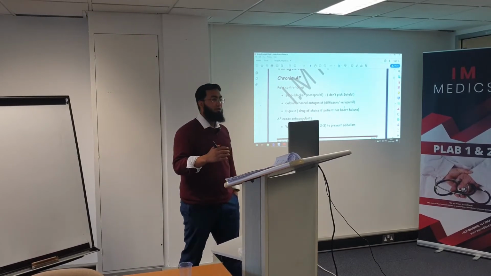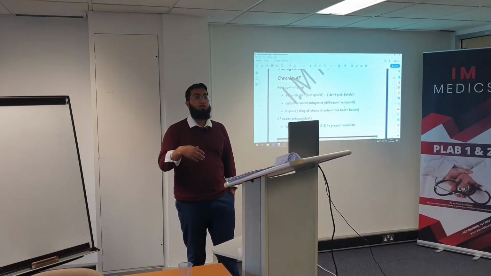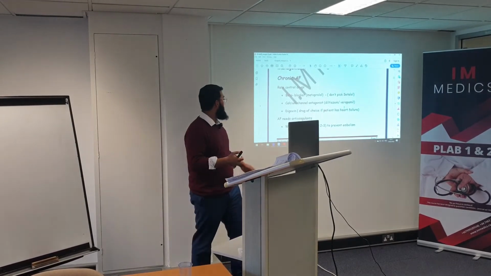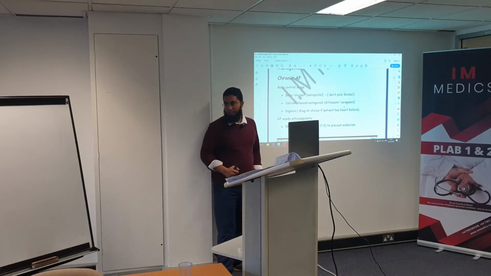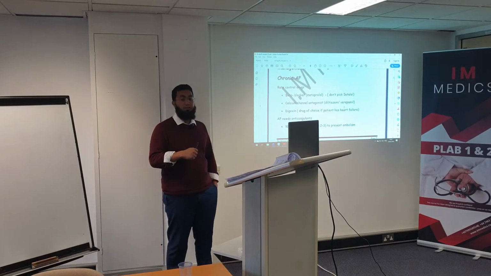With all AF, as we know, AF can cause a clot in the atrium, can dislodge and can cause stroke. So therefore, these patients need to be anticoagulated on warfarin. INR should be 2 to 3 to prevent embolism.